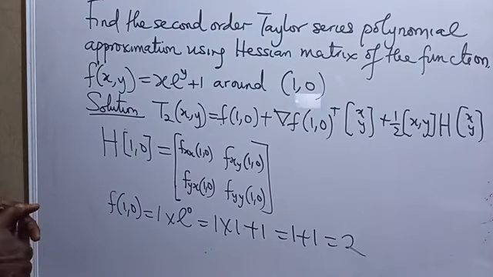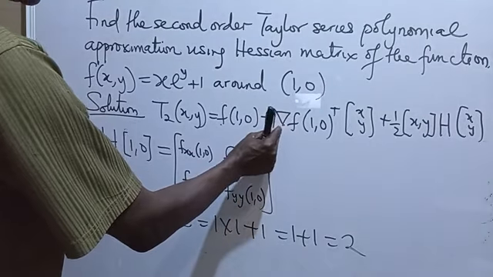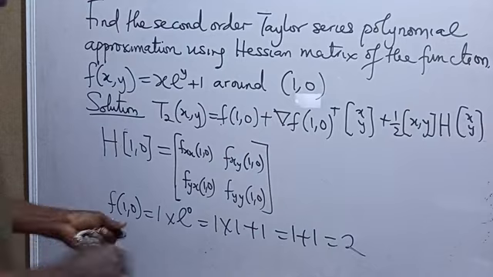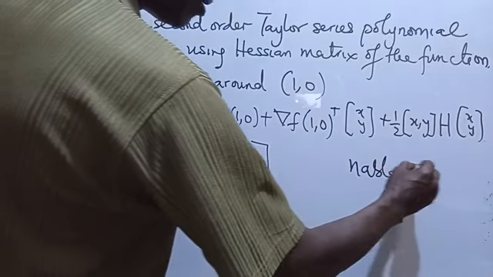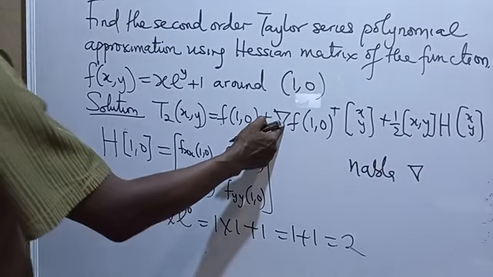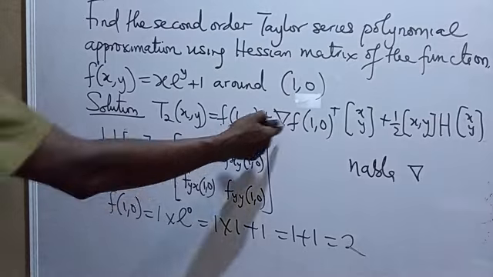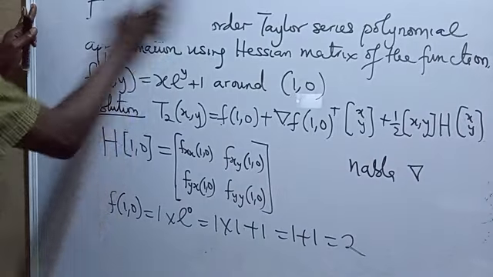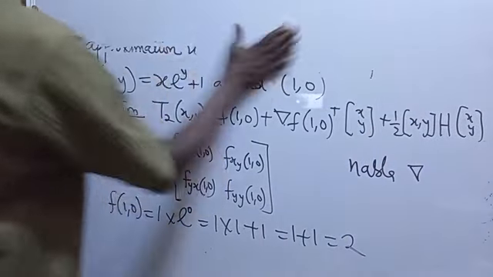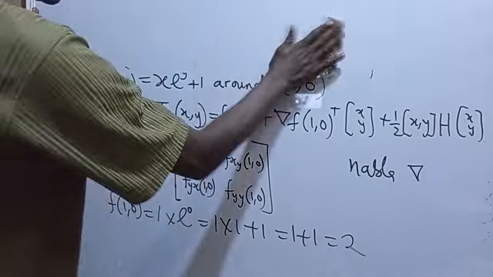Fine. Now, this particular symbol we will call nabla. This symbol is called nabla, and it simply means the gradient of this function, the gradient of f. So now, let's look at how we are going to deal with that.